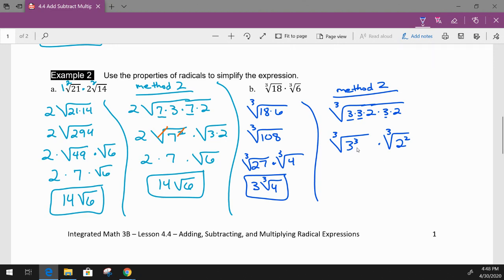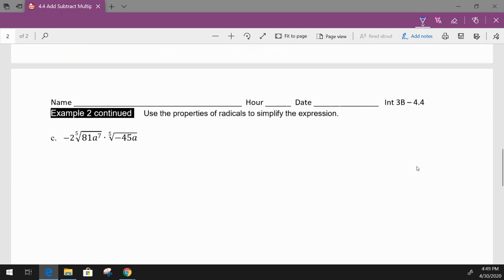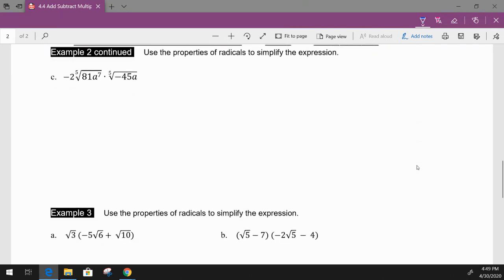So the cubed root of 3 to the third will simplify to just 3. Because there are only 2 factors of 2, it's not a perfect cube and cannot be simplified, but we can simplify the 2 squared to 4. So again, we get the same thing. It's just a matter of whether you want to multiply and then break it down, or break it down, then multiply.